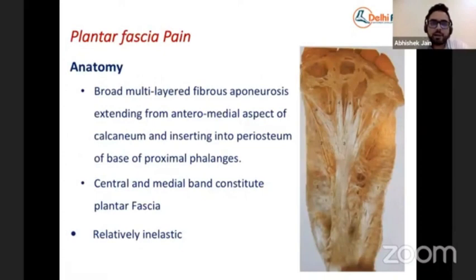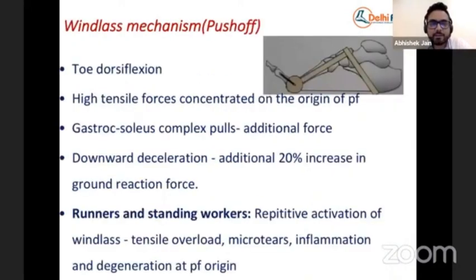So now we come to plantar heel pain. Let's talk something about plantar fascia. It's a broad multi-layered fibrous aponeurosis extending from the anteromedial aspect of the calcaneum and inserting into the periosteum of the base of the proximal phalanx. Only the central and medial band constitute plantar fascia. It's relatively inelastic.